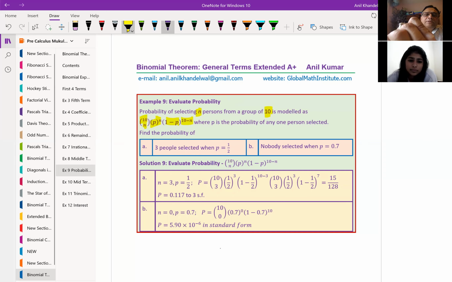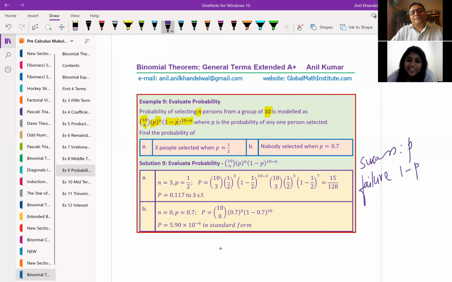Let me give you some concept here, Amy. Since this particular thing is very useful and probability is very close, we have to do this chapter soon. We're given the probability of success, that means selection, right? So success is p for us. And failure probability: if success is p, the failure will be 1 minus p. So that is why you have these two terms. Good to understand how we get this equation. So p is the success and 1 minus p is the failure.